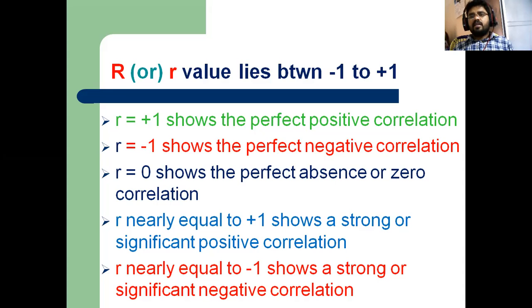So when you calculate that R value is negative, if you are spending more time watching TV serials and movies, your marks may decrease. So definitely the R value may come near to -1. Then you can conclude that there is a strong negative correlation existing between the number of hours spent on TV and your marks.